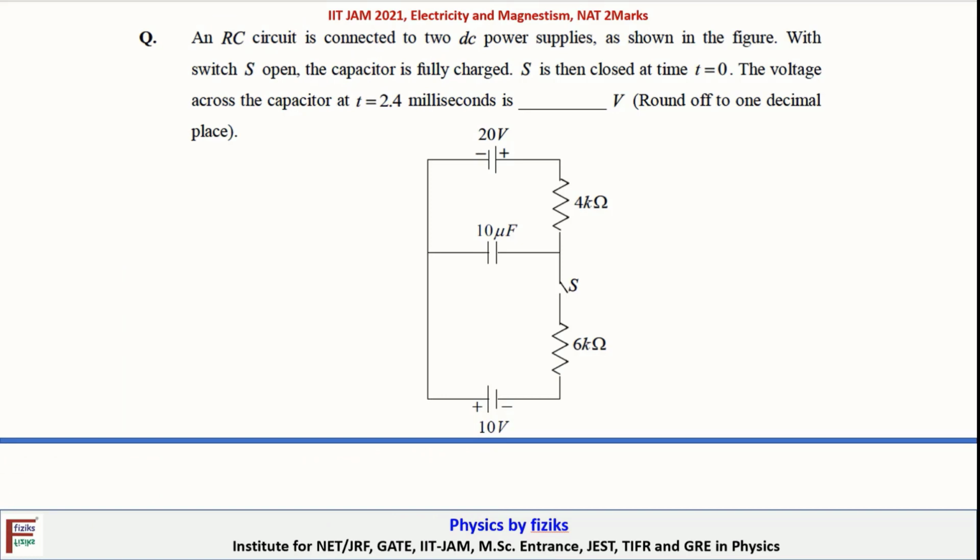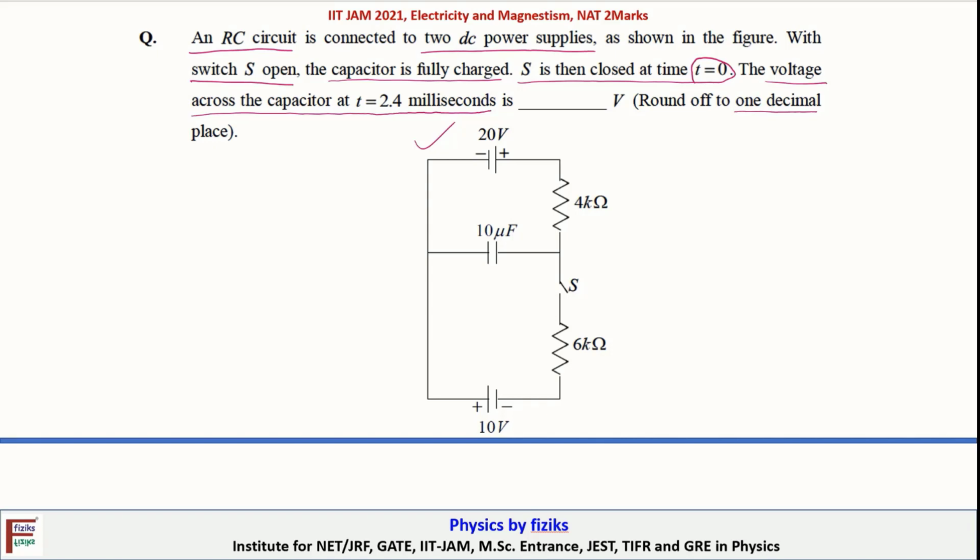In this question, it is given that an RC circuit is connected to two DC power supplies as shown in this figure, with switch S open. Initially this S is open and the capacitor is fully charged. S is then closed at t is equal to 0. Now we have to find the voltage across the capacitor at t is equal to 2.4 millisecond, and we have to round it off up to 1 decimal place.